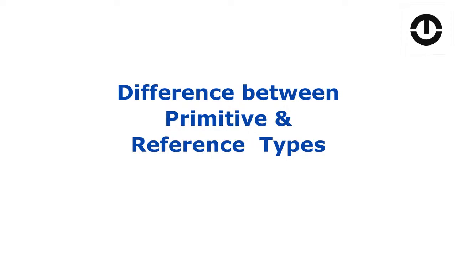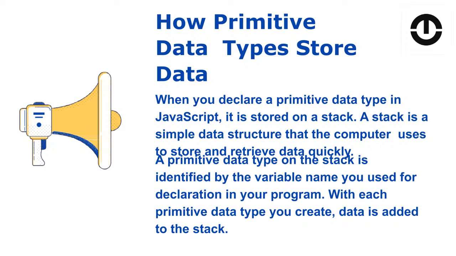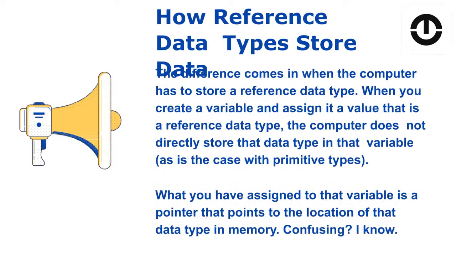The major differences between a primitive and reference type, like I said earlier on: when you declare a primitive data type, it is stored on a stack, right? A stack is a simple data structure that the computer uses to store and retrieve data quickly. A primitive data type on the stack is identified by the variable name you use to declare your variable. With each primitive data type you create, data is added to the stack.